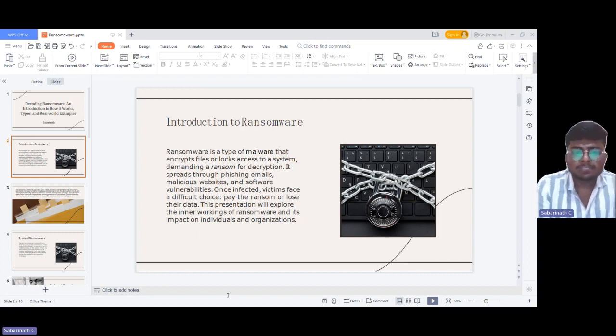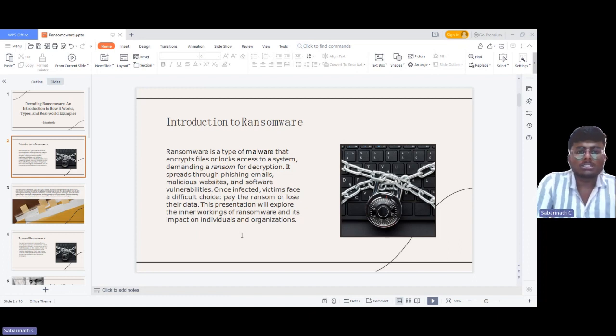The prevalence of ransomware has reached alarming levels, impacting not only the digital landscape but also the tangible aspects of our daily lives. High-profile attacks have demonstrated the far-reaching consequences, from financial losses to disruption of critical infrastructure. As we navigate through this presentation, it is crucial to grasp the evolving nature of this threat and the imperative need for cyber security awareness.